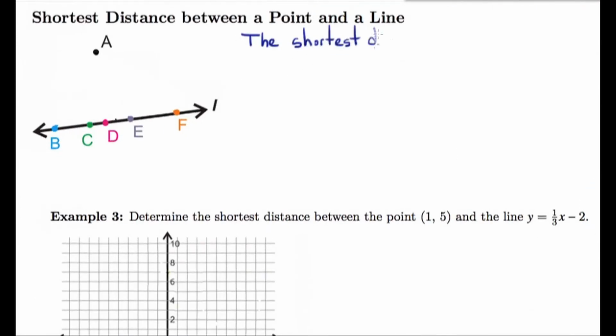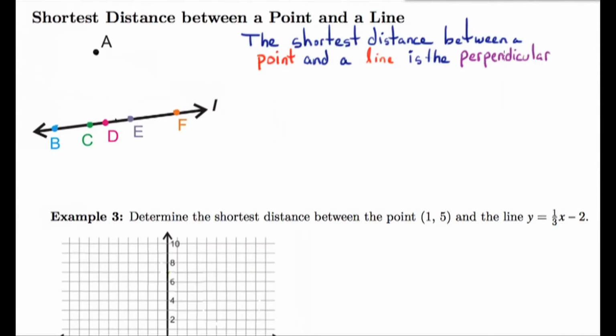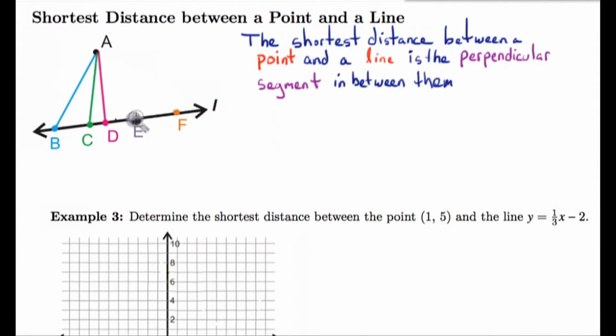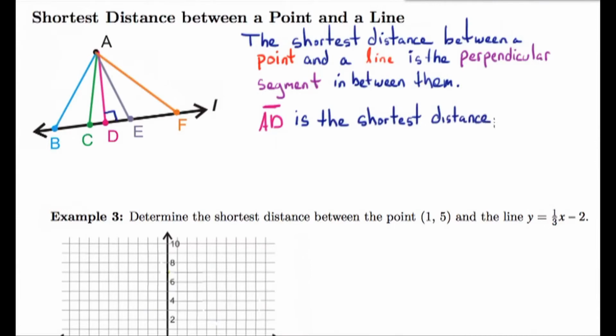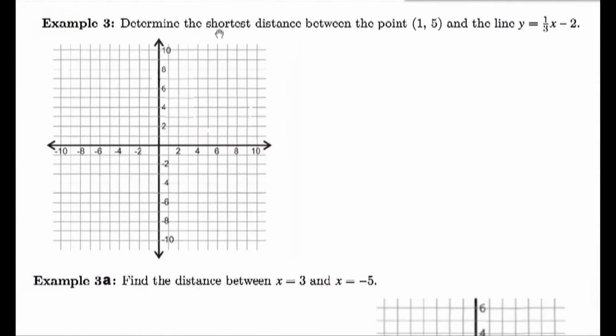Okay, the shortest distance between a point and a line is the perpendicular segment in between them. So I have 4 or 5 different points here, and you can see that the shortest one is segment AD because it forms a right triangle with the line.